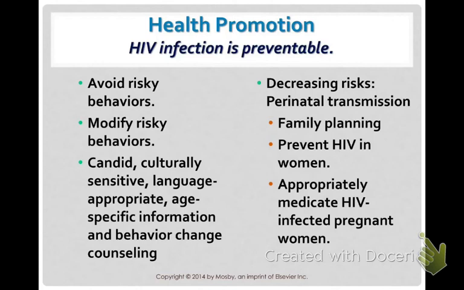Decreasing risk, as far as perinatal transmission, like I talked about earlier. You definitely want your moms to get antiretroviral treatment, and you don't want them to breastfeed because it can pass through the breast milk. So you want to hopefully encourage women to do family planning so that they can understand. There's a lot of teaching that goes in with that, and get on some birth control and know to use condoms. And you want to appropriately medicate your HIV infected woman, like I said.